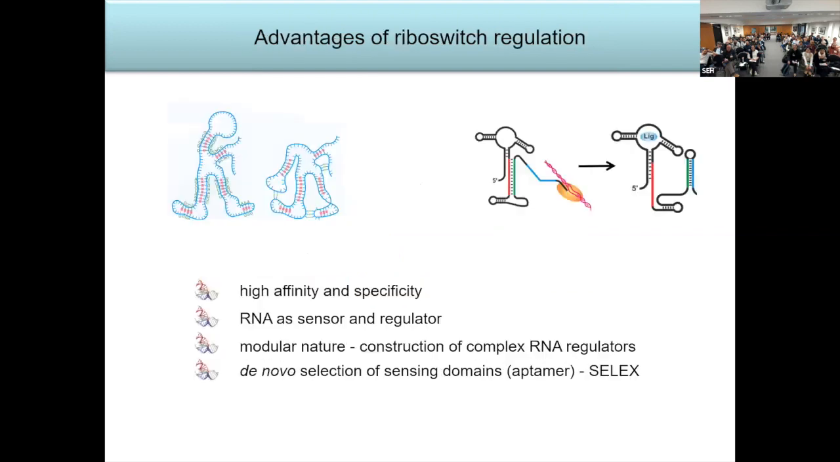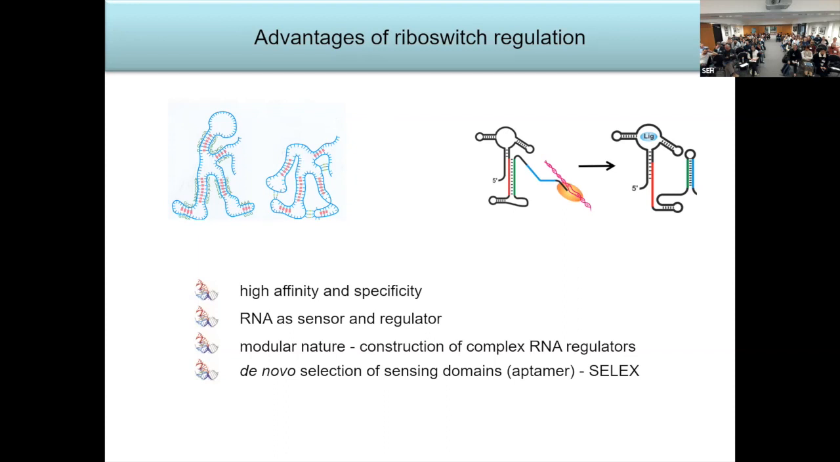And why do we like them so? On the one side, they are so small and defined. You do not need, like with the TET system, an additional protein to implement and change the promoter and have some issues with the integration site in the genome. Then, of course, you have this high affinity and specificity. You have the RNA that can sense and regulate. Due to the modular nature, you can even construct complex switches, so you can play like Lego with them.